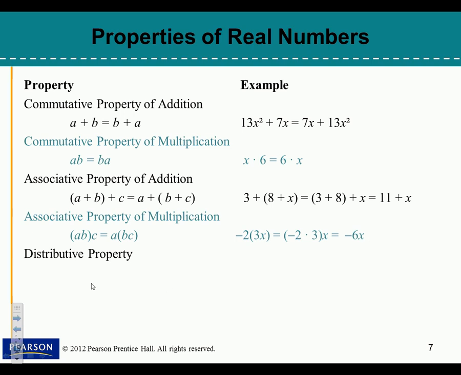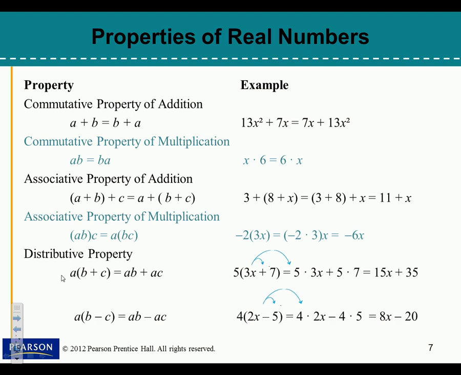And the monster of all is the distributive property, where we make sure we get salt over all the chips in the bowl. You have to remember that multiplication distributes over addition and subtraction, and you have to distribute it to every item inside the parentheses. And there are your numerical examples to look at.